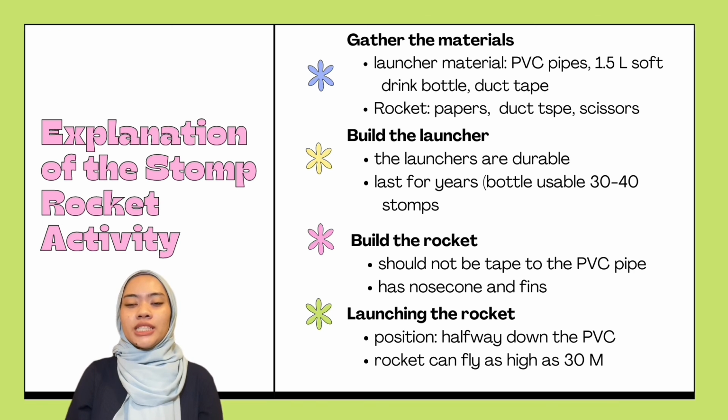Lastly, the rocket will be launched. The position of the rocket is about halfway down the PVC pipe. The launchers are on the ground and we will slide the rocket onto the tube. Clear the area and a student will stomp in the middle of the bottle, and it must be perpendicular with the PVC pipe. The air displaced from the bottle will launch the rocket upward and the rocket can fly as high as 30 meters. This is why we have to launch it outdoors. To relaunch the rocket, we must re-inflate the bottle by holding the top of the PVC with your hand and blowing until the bottle is totally inflated.